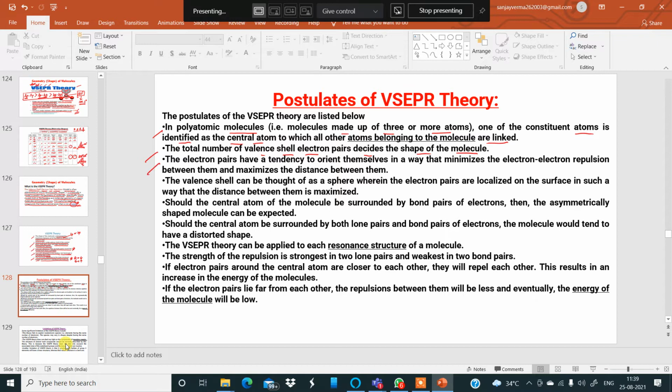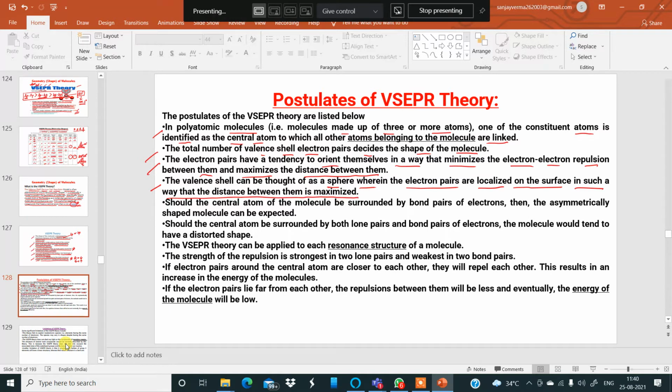The next point, the electron pairs have a tendency to orient themselves, to position themselves in a way that minimizes the electron-electron repulsion between them, whether it is a lone pair or a bond pair, and thus maximizes the distance between them. The next point, the valence shell can be thought of as a sphere. The valence shell is a sphere where the electron pairs are localized, positioned on the surface in such a manner that the distance between them is maximum.